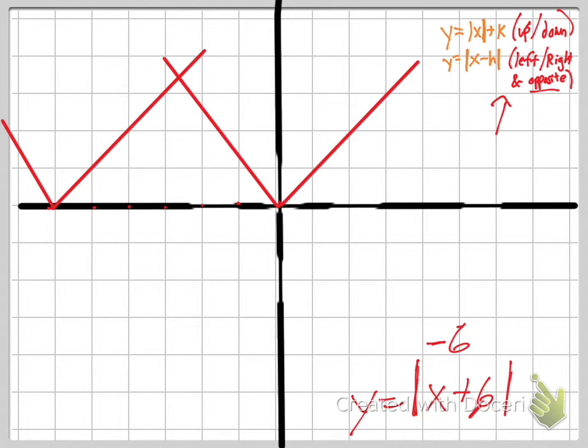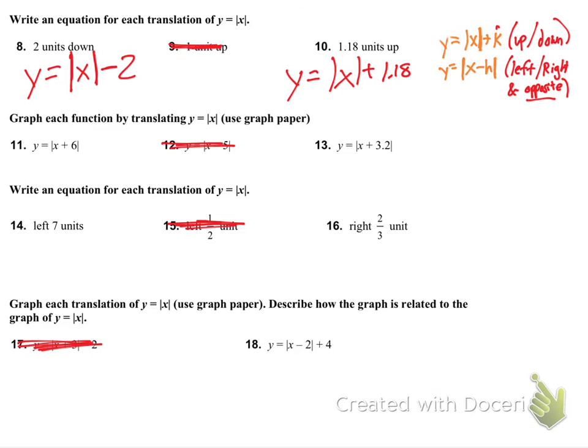So even though this right here is positive, when we're doing this second equation, we have to do the opposite of what's inside. Okay? Let me erase this one right here. All right, so that's 11 done.